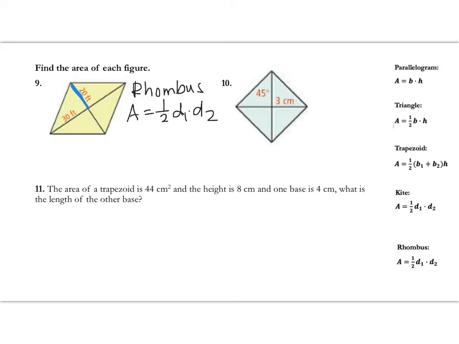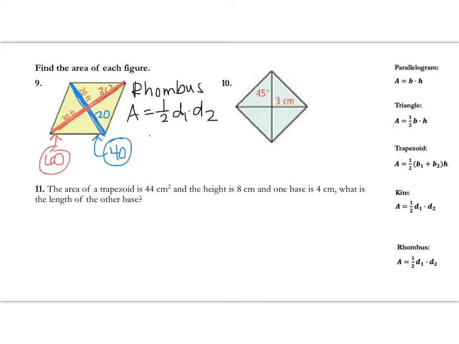We need to know for D1 what the whole diagonal is. That's always plugging in what the whole diagonal is. So you would actually have to fill in that this other piece is 20. That whole diagonal is 40. And then this diagonal, that little piece is 30. Because it's bisected, the other little piece is also 30. So that piece is 60.